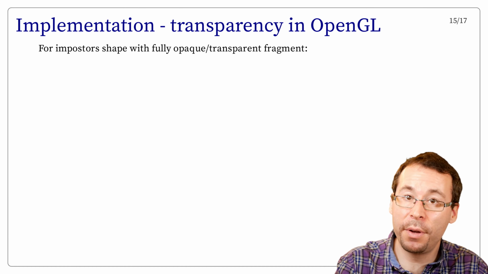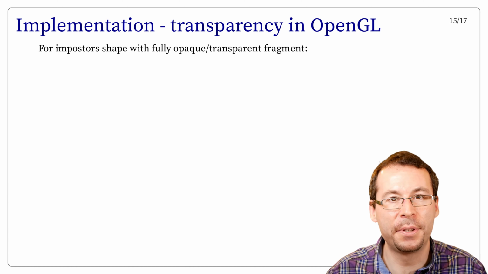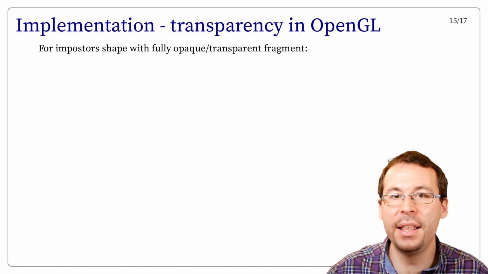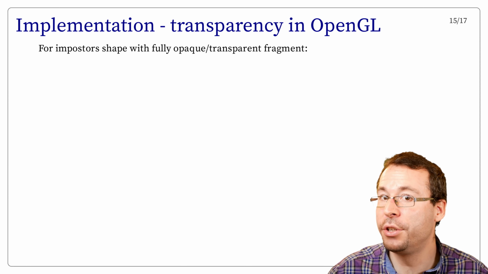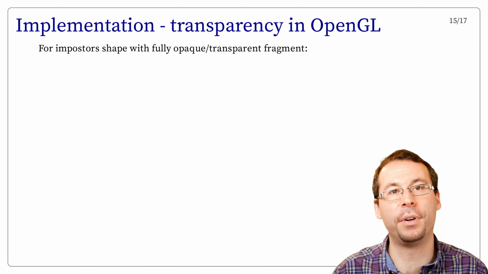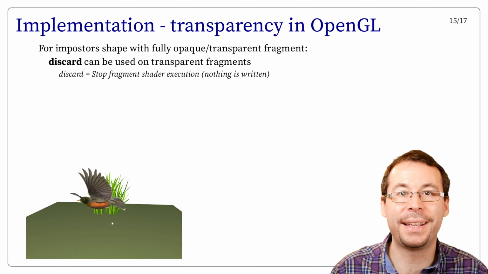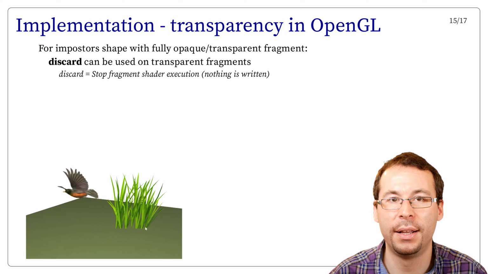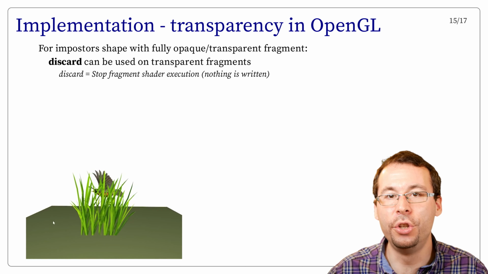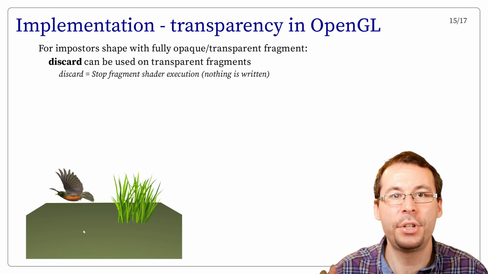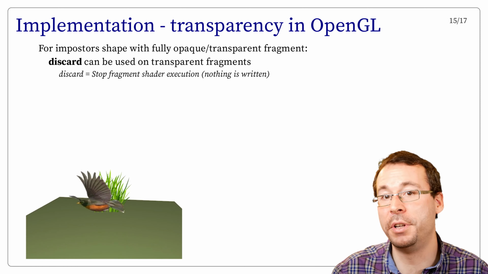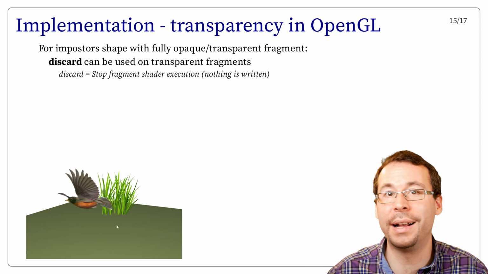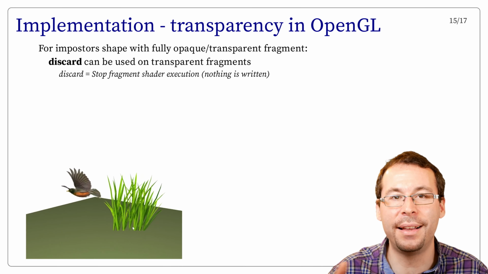Finally, there is another possibility that can be used for shapes that are not semi-transparent. For each pixel, it's either fully opaque or fully transparent, which is often the case for the impostors. In this case, we can use the command discard on fragments that are transparent. In OpenGL, discard used in a fragment shader stops its execution, so there is no color output and no write in the depth buffer. It mimics the total transparency at the pixel level.